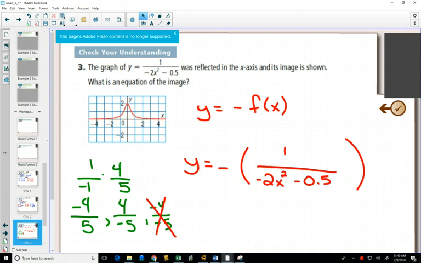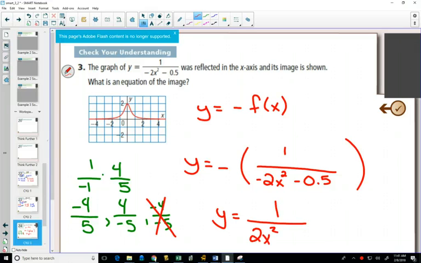In this case, if I thought there was going to be an answer key, I would guess that whoever made the answer key would probably multiply the bottom by a negative 1. And when I multiply the bottom by a negative 1, it's going to get distributed. It's going to be positive 2x squared plus 0.5. And that would be probably what the answer key looks like.